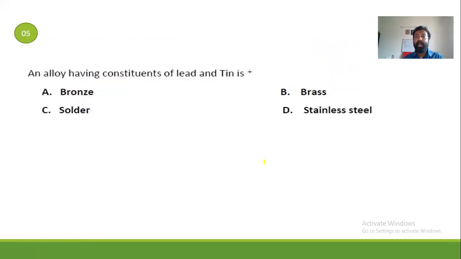Question number five, an alloy. An alloy, a mixture of two metals, lead and tin, has been given. You must have come across various alloys in your school subject. But the question here is lead and tin. The option for question five is C, that is solder. Lead and tin is the alloy in option five. Solder is the correct answer.